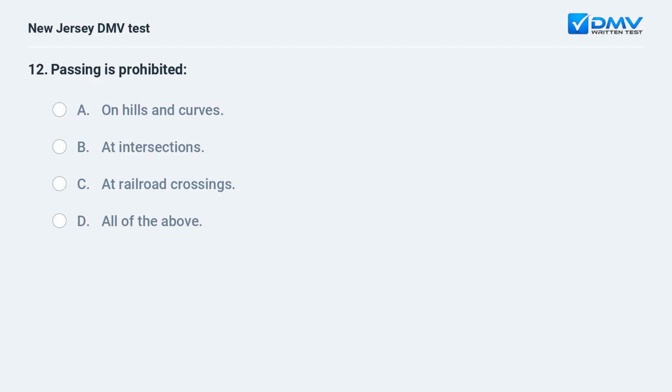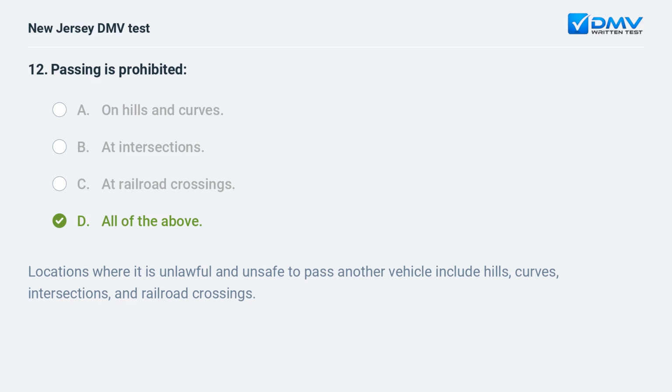Passing is prohibited? A. On hills and curves. B. At intersections. C. At railroad crossings. D. All of the above. D. All of the above. Locations where it is unlawful and unsafe to pass another vehicle include hills, curves, intersections, and railroad crossings.